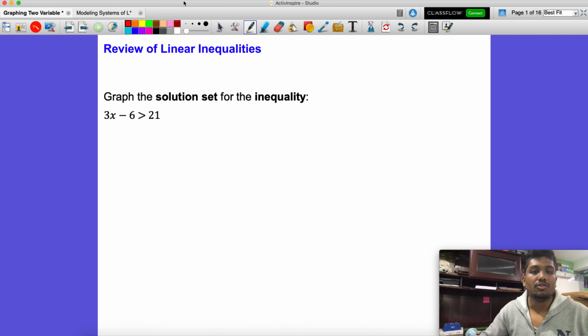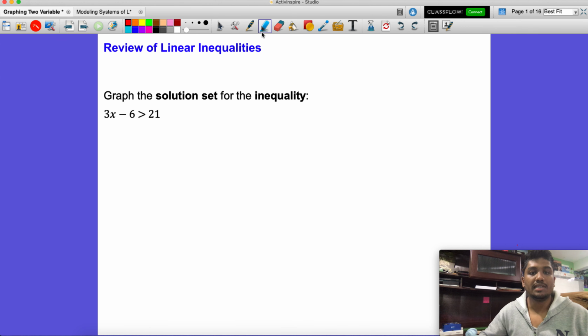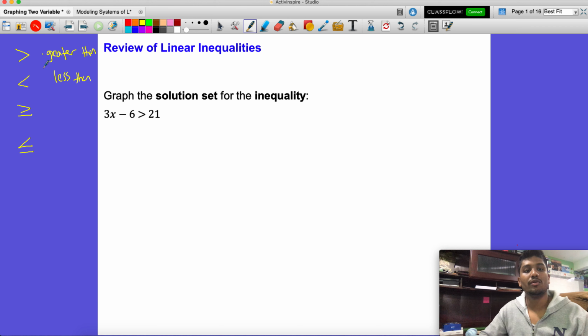Next topic: graphing linear inequalities. Let's take the time to review the characteristics of inequalities. We have this inequality here: 3x minus 6 is greater than 21. If you remember, these are the four inequality signs: greater than, less than, greater than or equal to, and less than or equal to. If you see any of these four symbols, that's how you know you're dealing with an inequality.